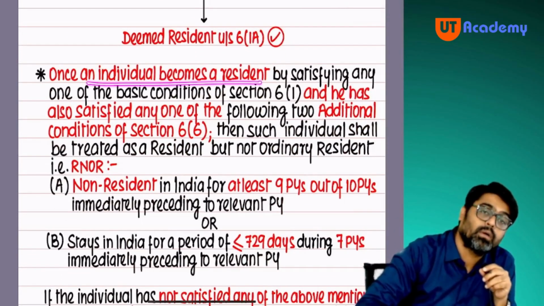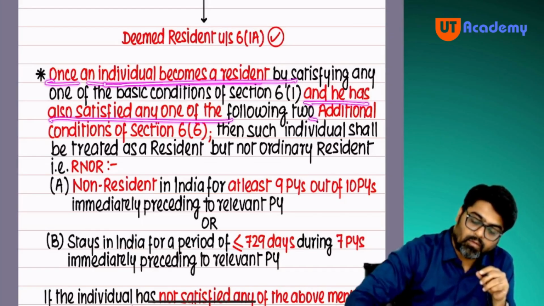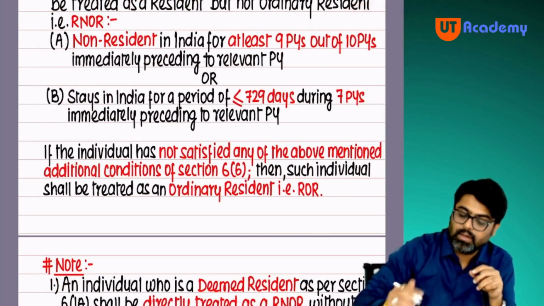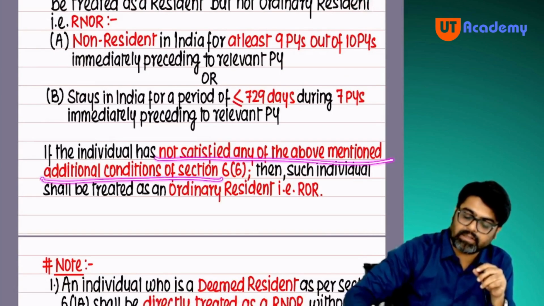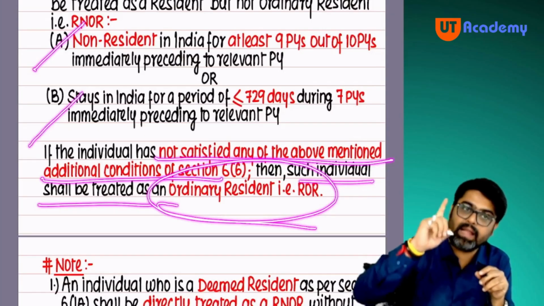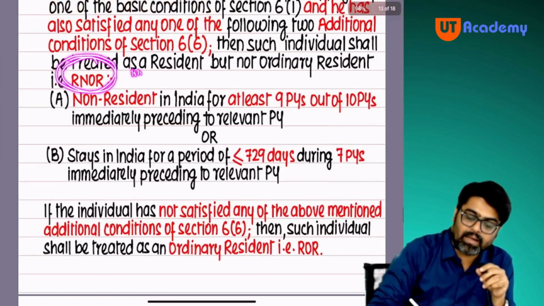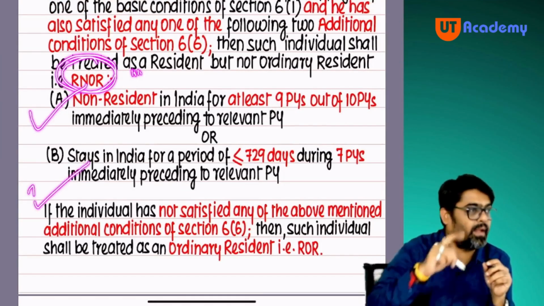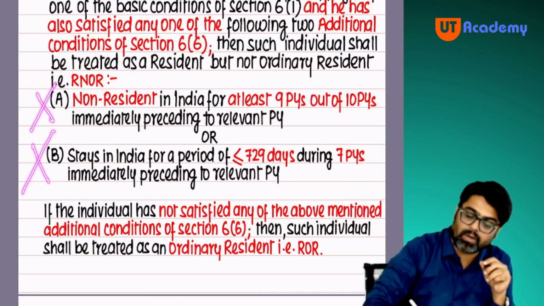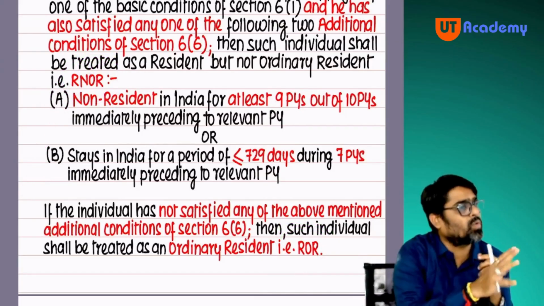Once an individual becomes a resident, and he has also satisfied any one of the additional conditions, I have already explained. If he has not satisfied any of the above mentioned additional conditions, then such individual shall be treated as ROR, but if he satisfies A or B, any one, then he will become RNOR. To become RNOR, satisfy A or B, any one additional condition. If A is also not satisfied, B is also not satisfied, he cannot become RNOR, he will become ROR. Understanding? The same two conditions I have given.